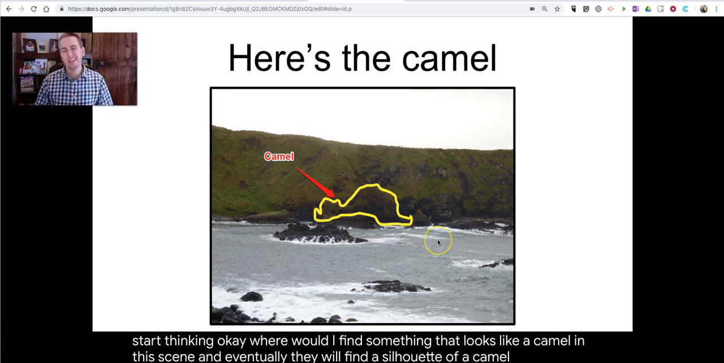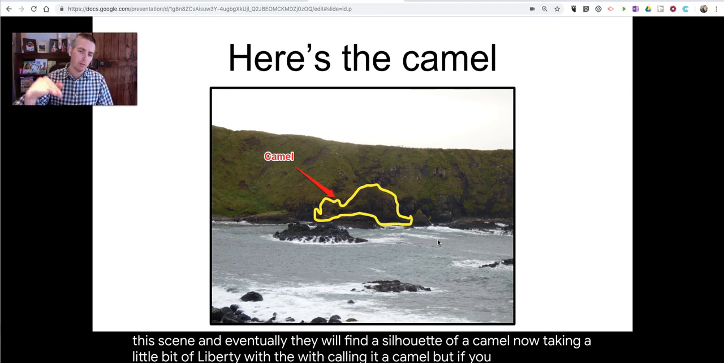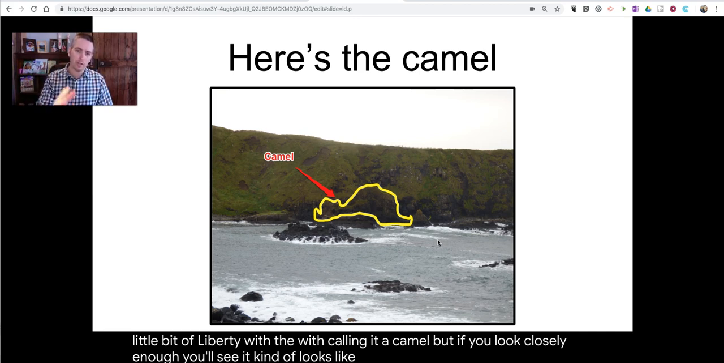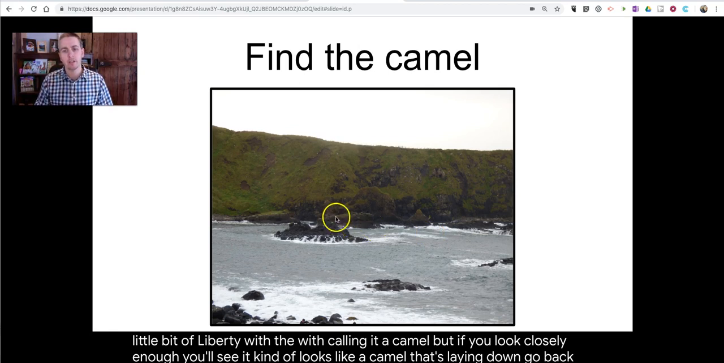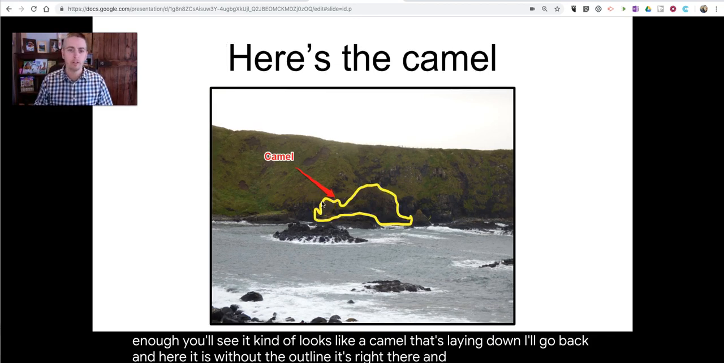Now, taking a little bit of liberty with calling it a camel, but if you look closely enough, you'll see it kind of looks like a camel that's laying down. I'll go back, and here it is without the outline. And it's right there. And there it is, highlighted again.